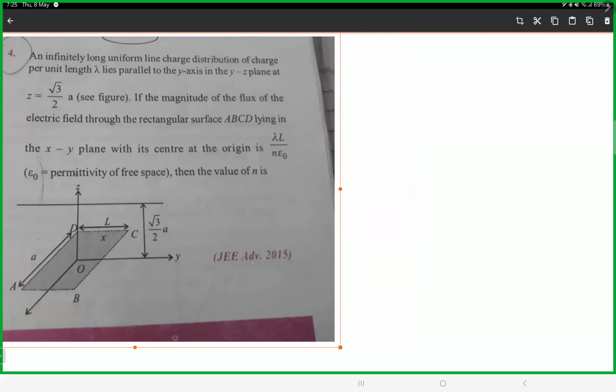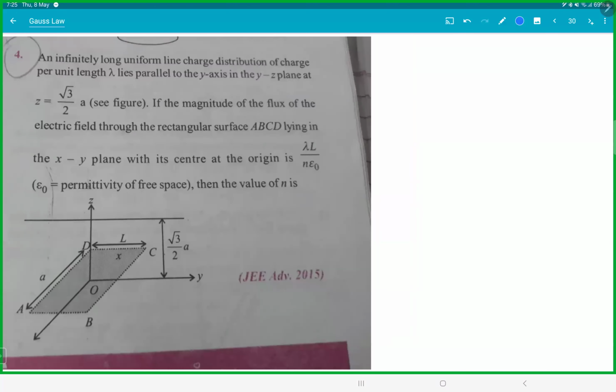Let's see one PYQ. This was Advanced 2015 ka question. Try. An infinitely long line charge distribution of charge density lambda lies parallel to the y-axis. There is a rectangular plate at a distance of root 3 a by 2. Dimensions are given. Due to this line charge, there will be field lines passing through this plate. Find the flux through the plate. Try. I'll give you 2 minutes.